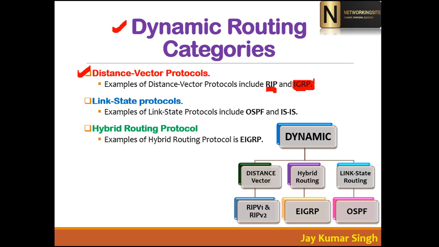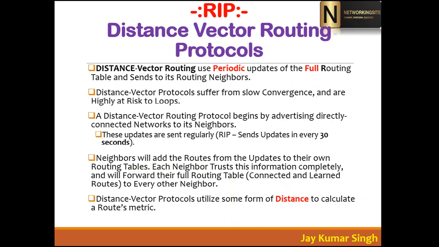So RIP and IGRP are part of distance vector protocols, and OSPF and IS-IS are part of link state protocols, and hybrid routing is part of EIGRP. Why it is hybrid, we will come to know slowly; you will learn why they called it hybrid and why they called it link state. But today we are talking about distance vector, so we will cover only this section. Why it is known as distance vector, we will see. Now we are talking about RIP, Routing Information Protocol, a distance vector routing protocol.